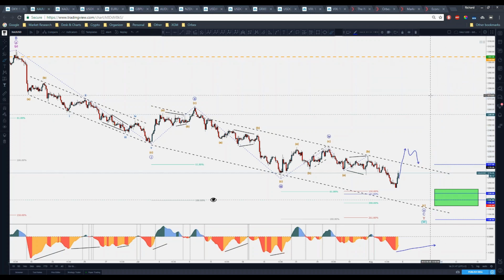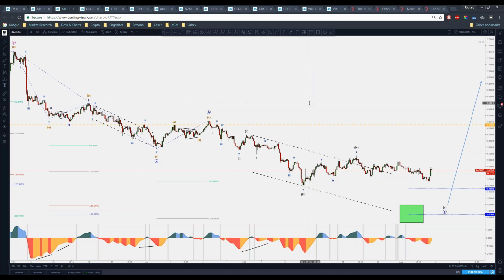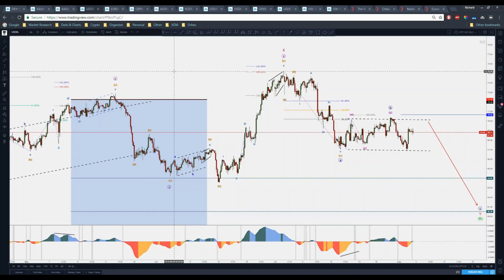Which is, by the way, if it manages to break out on the upside, let's say 1260, 1280, 1304 even, could be the next stop. But of course, it could take some time because it is corrective. Silver, same thing as gold. However, the structure looks a bit more complicated.